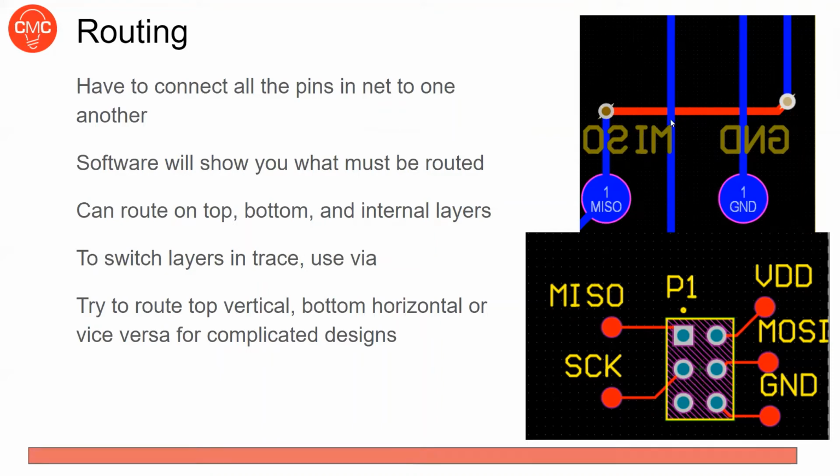These are different layers. So you can see the crossover here. That's okay because they're on different layers. This is the bottom and this is the top. So those can cross over because they're on different layers. And same thing if you have internal layers, you can route on those. If you have internal power ground layers, internal metal layers, you can route on those as well.